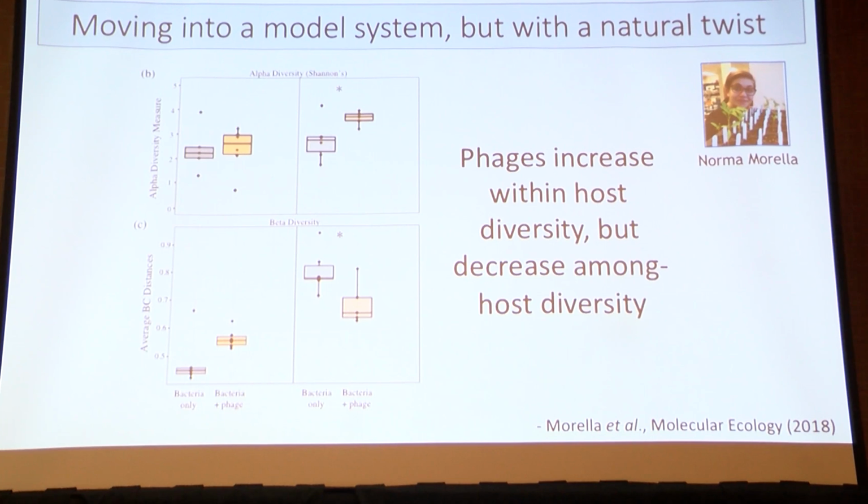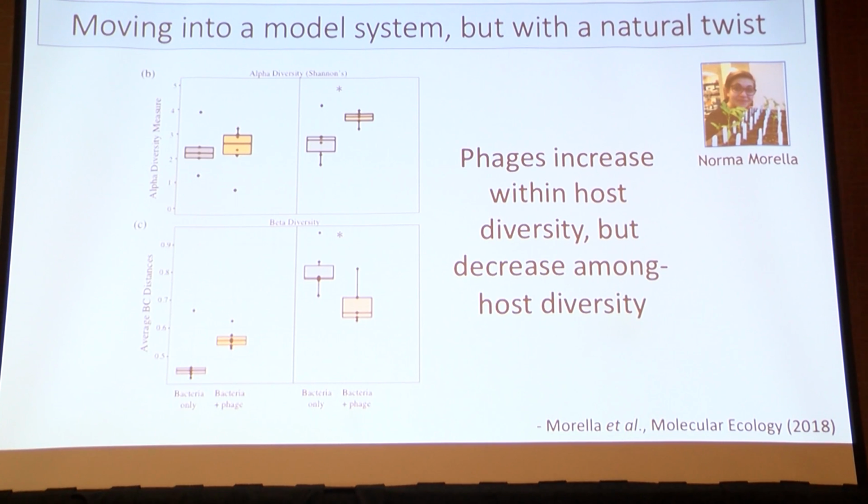And what we see is that phages increase alpha diversity, and this is as you would expect based on kill the winner model, for example, that phages increase diversity by targeting common bacteria and decreasing their fitness, thereby allowing more rare species to increase in density, but actually decreases among host diversity. So when phages do select, they actually make microbiomes more similar to one another than when the phages aren't there, which I think is quite exciting.